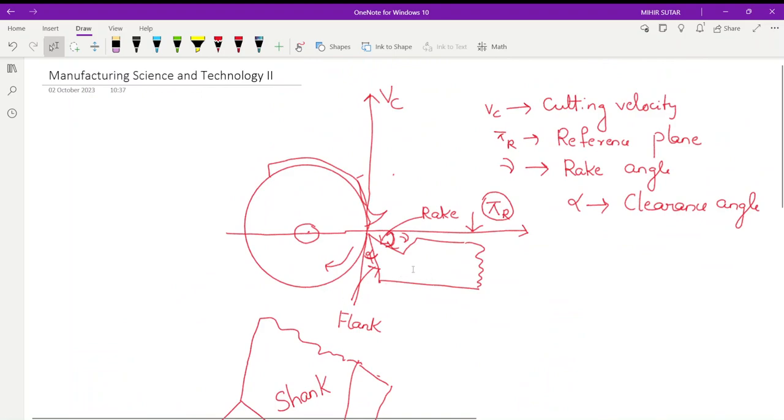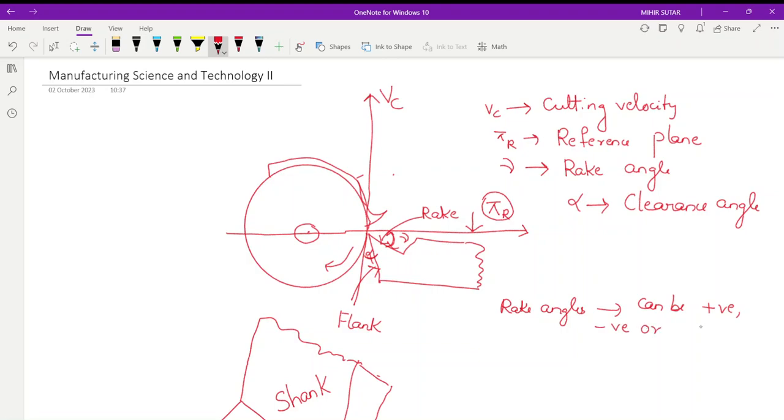Now, dear students, you can see here, what is this rake angle? In this case, it is a positive rake angle. That means you have some angle. Always remember that rake angles can be positive, negative or zero.